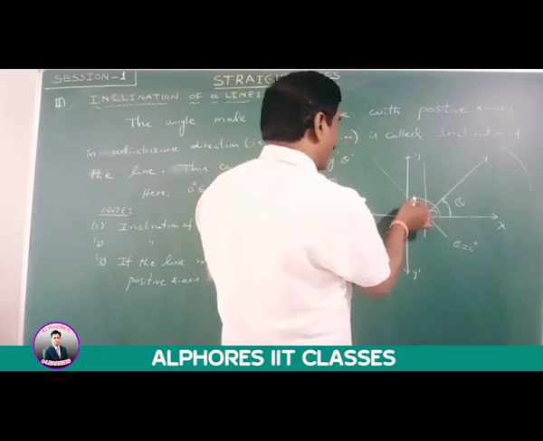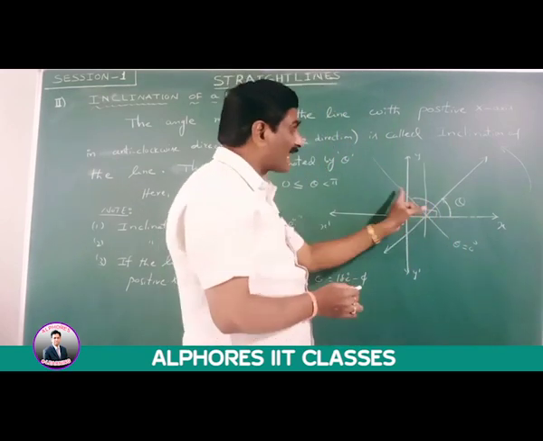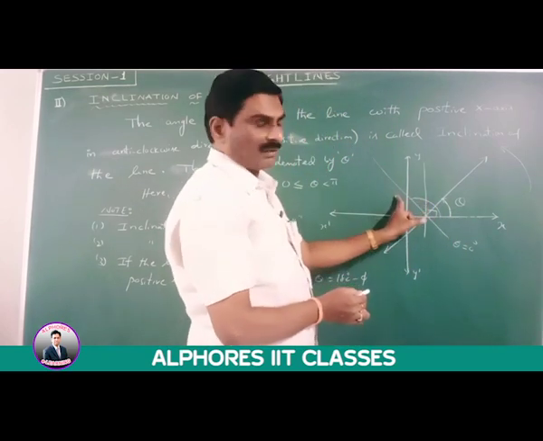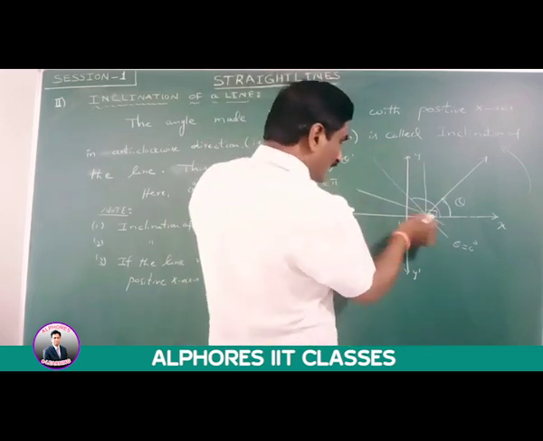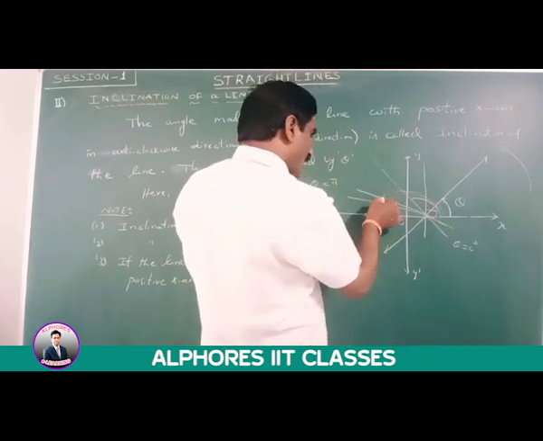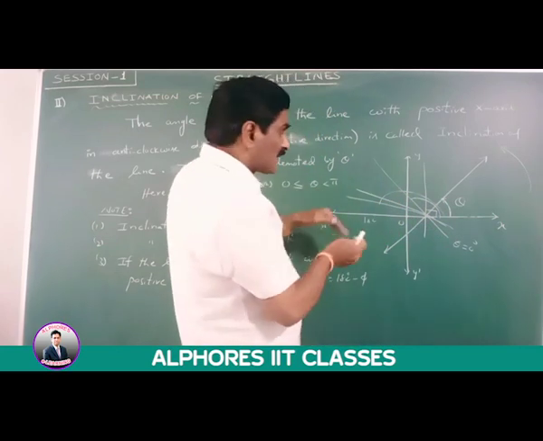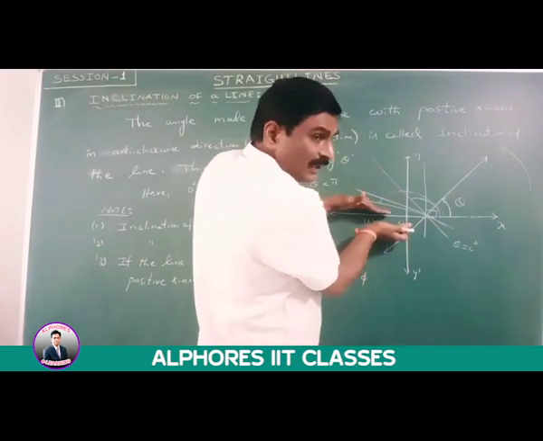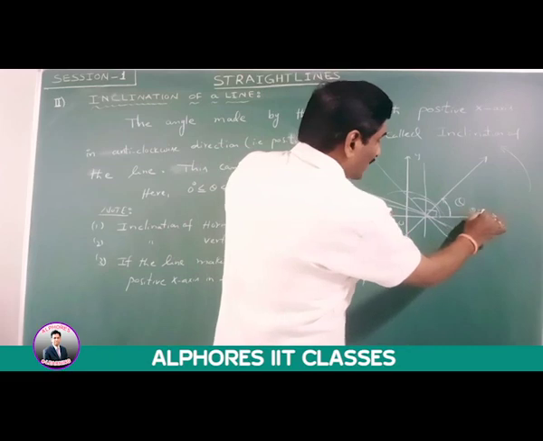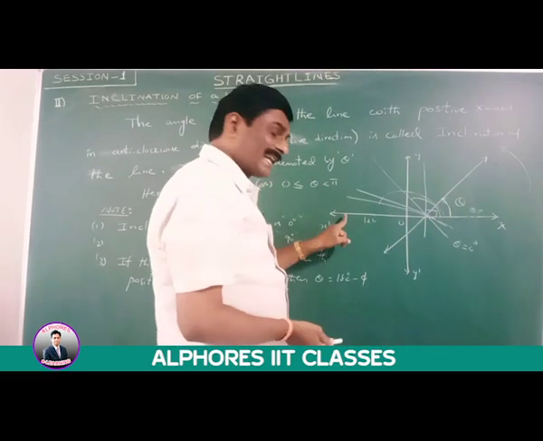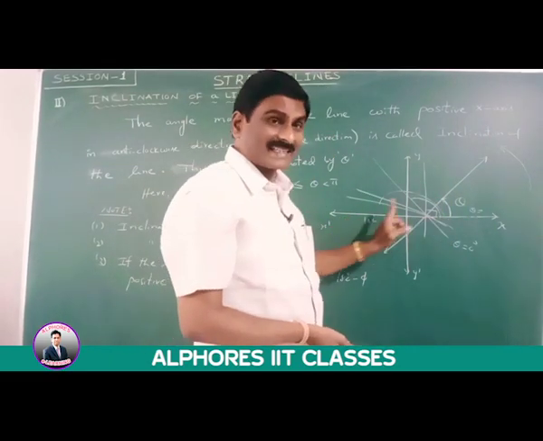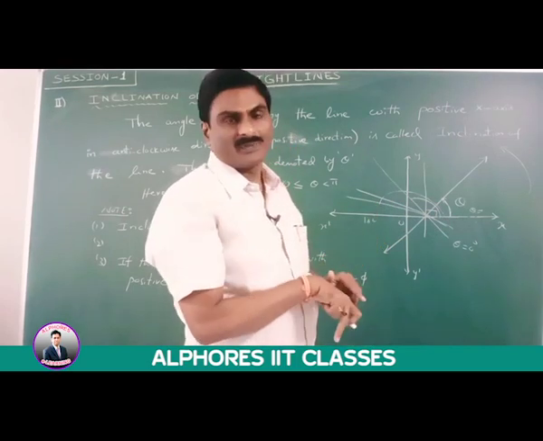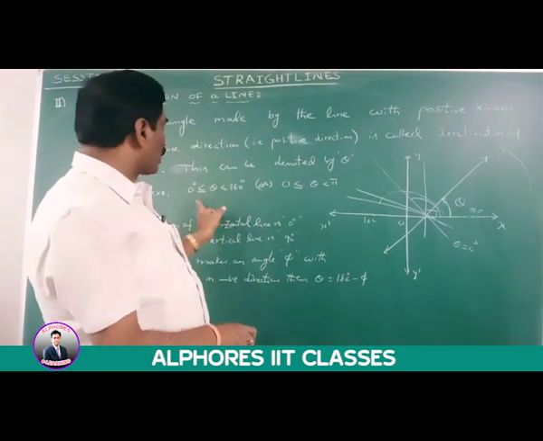The angle between the line and x-axis is more than 90. That means obtuse angle. Suppose this line moves in this way. The angle increases up to 180 degrees. Suppose the line coincides with x-axis, then theta is equal to 0 degrees, the line coincides with x-axis, and at 180 degrees also, the line coincides with x-axis. Both are same. So we take only one value, 0 or 180.